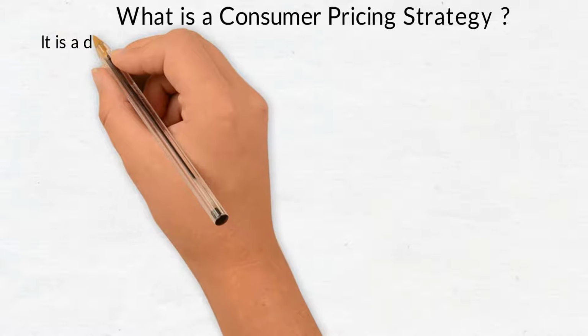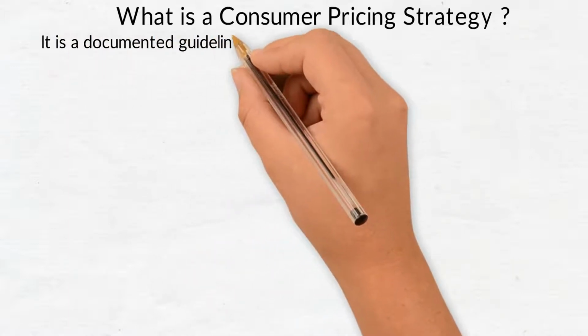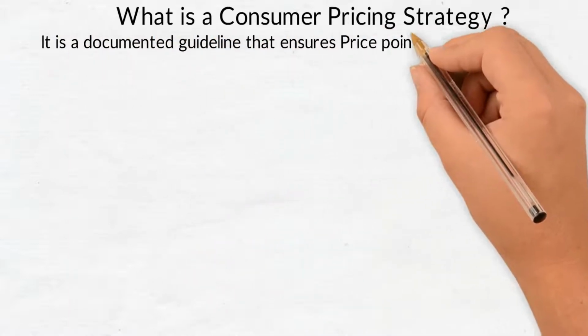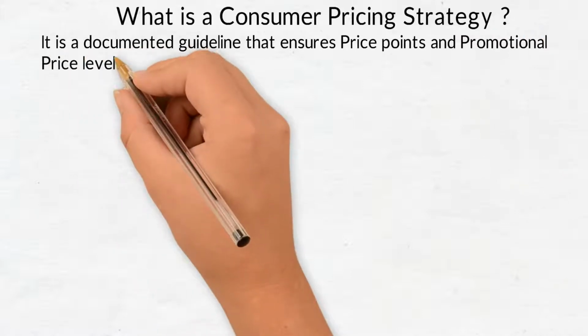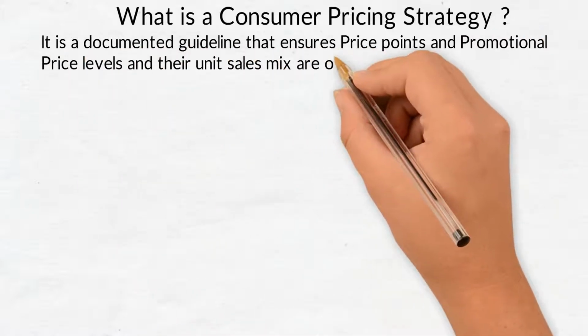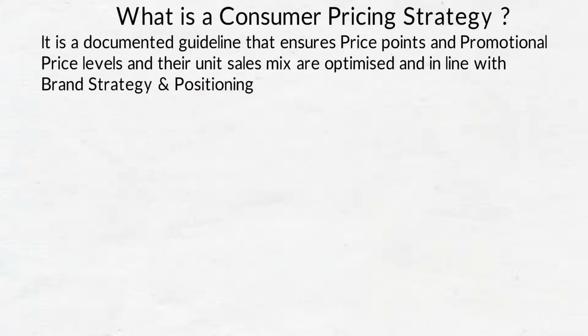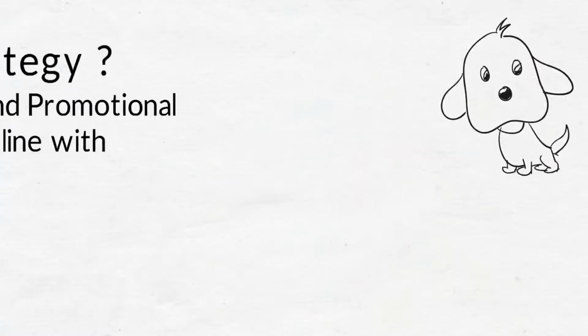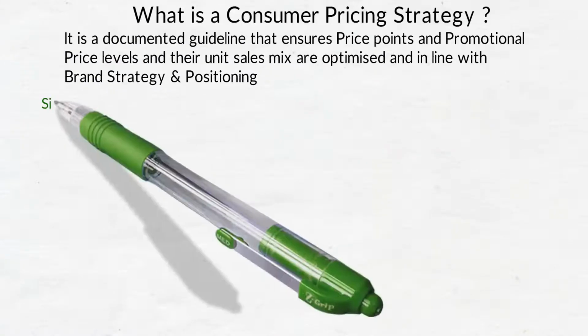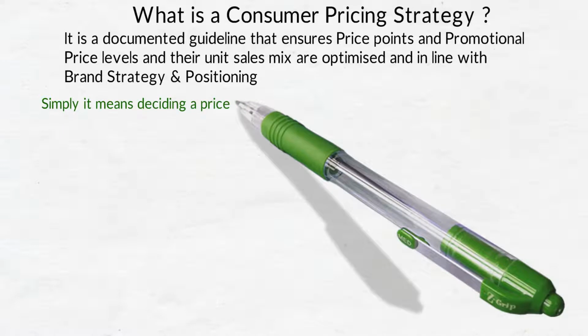It is defined as a documented guideline, documented is important here, that ensures price points and promotional price levels and their unit sales mix are optimized and in line with brand strategy and positioning. Confused? So was I when I wrote this. Simply it means deciding a price at which we will sell the product.